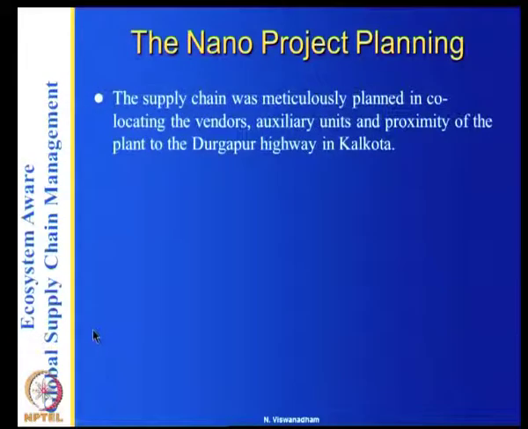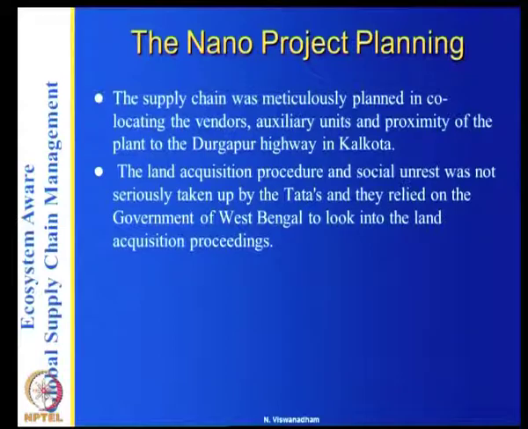So, the supply chain was meticulously planned, because it's a 1 lakh car, it's a low-cost car. So, whenever there is low cost, you have to minimize the cost at every place. So, that's where it was meticulously planned, co-locating all the vendors so that the transport costs are minimal, with auxiliary units in proximity of the plant, on what is called the Durgapur Highway in Kolkata in West Bengal. And it is closer to the port, so the transportation is also cheaper.